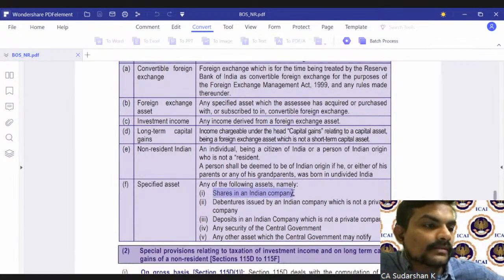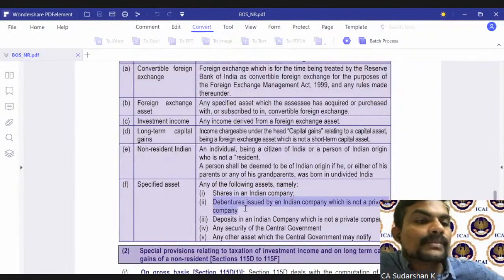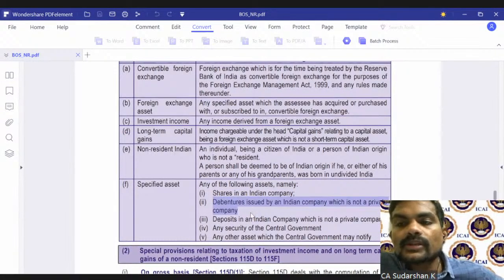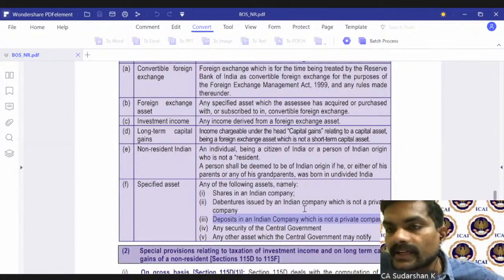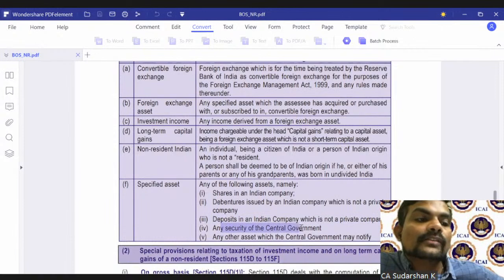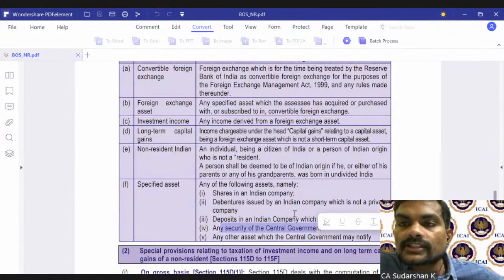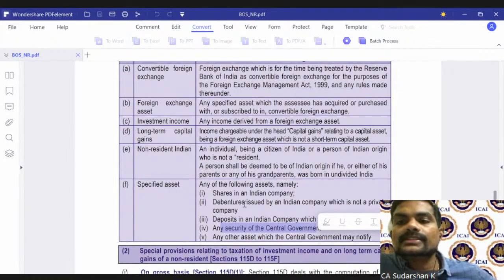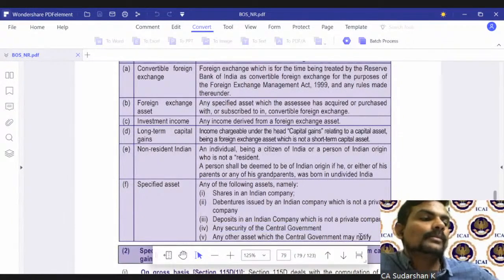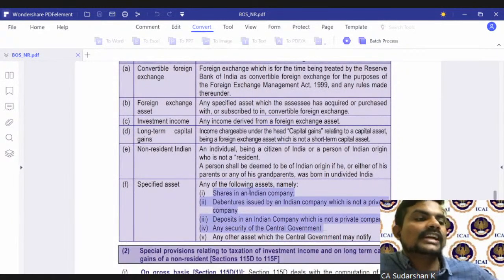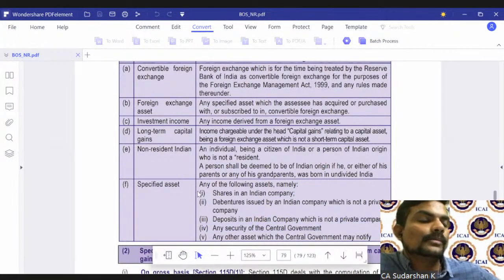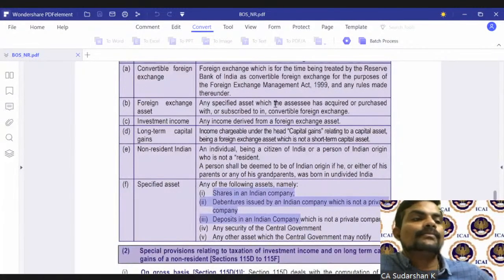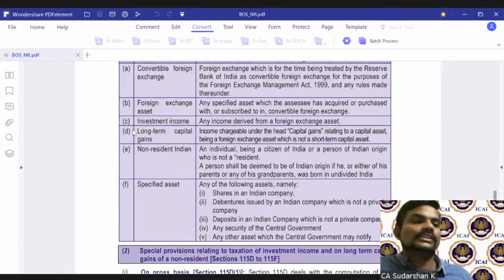So shares in an Indian company, debentures issued by an Indian company which is not a private company, which means only public companies' debentures. Deposits in an Indian company which is not a private company, which means private company deposits are not specified assets. Any security of the central government. Security is as per section 2 clause H of the SCRA, which can be bonds, debentures, shares, etc. And any other asset which the central government notifies. Anyway, you need to watch out for these four: shares in an Indian company, debentures issued by an Indian company which is not a private company, deposits in an Indian company which is not a private company, and any security of the central government. If the NRI acquires or purchases these four buckets of specified assets in convertible foreign exchange, this will come under the scope.